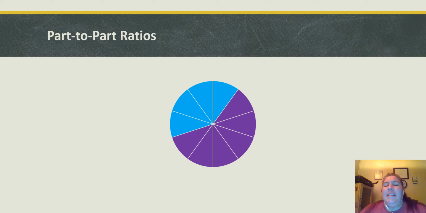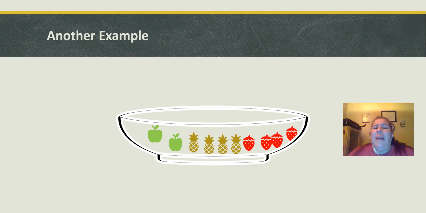Another example. Let's imagine you made a fruit salad. In your fruit salad, you have a total of 10 pieces of fruit, 2 green apples, 4 pineapples, and 4 strawberries. Remember that a part to part ratio compares 2 parts of the whole. So if we were going to compare the number of apples with the number of strawberries, our ratio would be 2 to 4. What we are saying with this ratio is that there are 2 apples to 4 strawberries in our fruit salad.